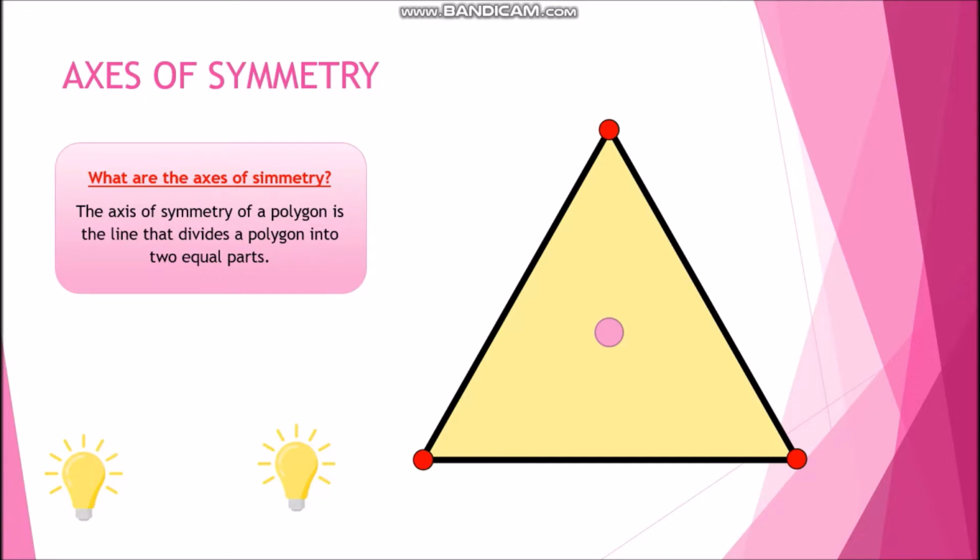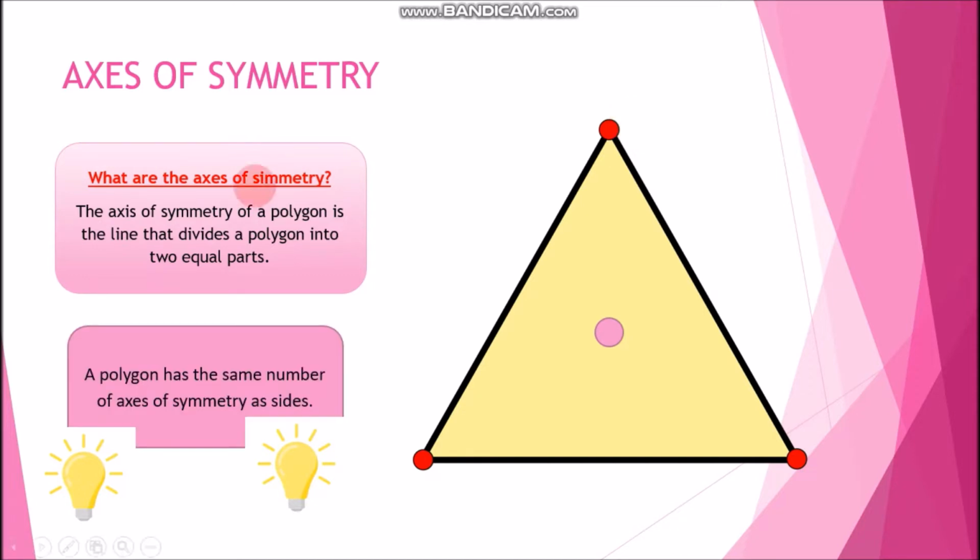Ok. We have the axis of symmetry. Nosotros tenemos los ejes de simetría. Axis of symmetry. And the axes of symmetry are the lines that divide a polygon into two equal parts. Los ejes de simetría son esas líneas que nos permiten dividir un polígono en dos partes iguales.